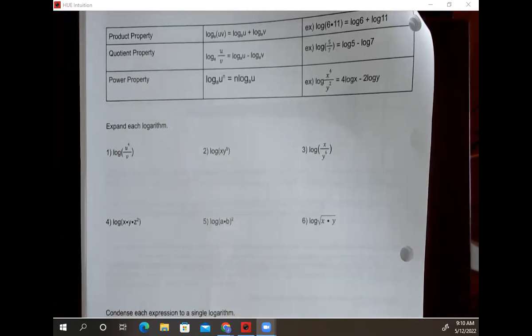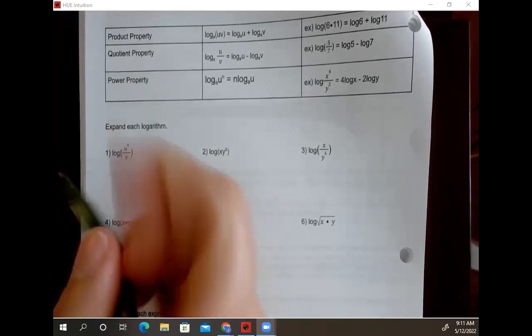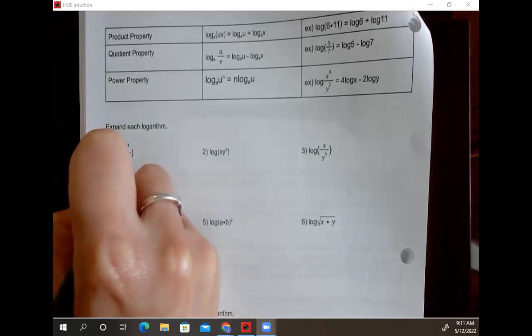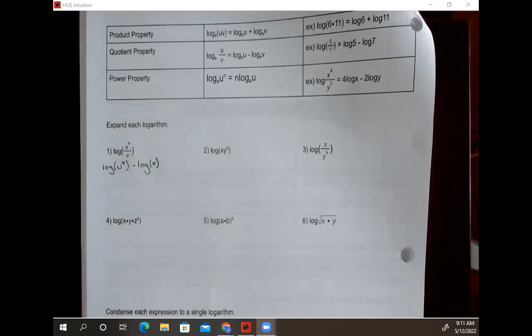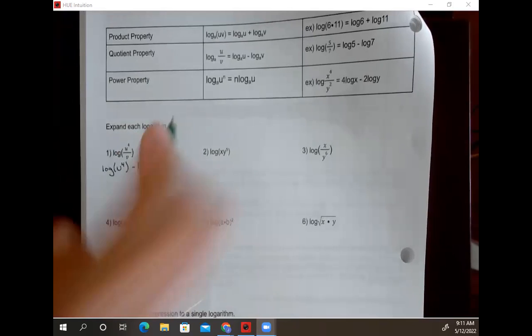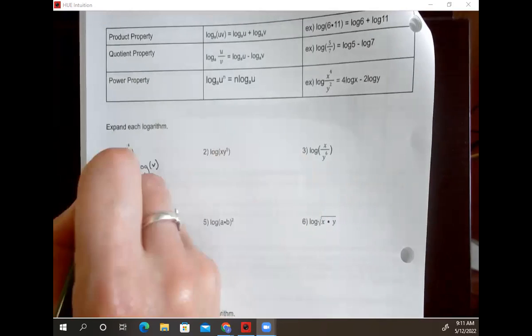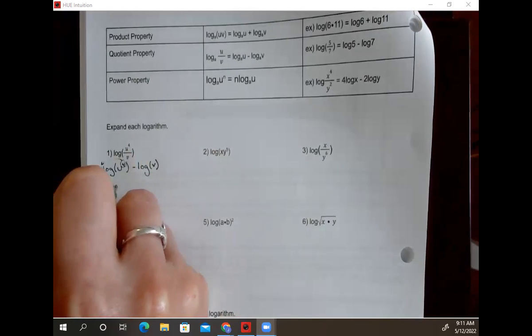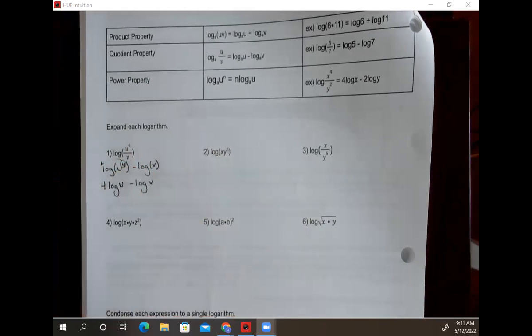As we're starting off, I'm going to take these step by step. So the first thing I'm going to do, since I have division in my argument, is use that quotient property. So I could write this as the log of u to the 4th minus the log of v. And then I can continue by using my power property to take that exponent and sort of catapult it in front as a coefficient. So I'm going to take this guy and put him in front. So I have 4 log of u minus log of v. That would be my completely expanded log.